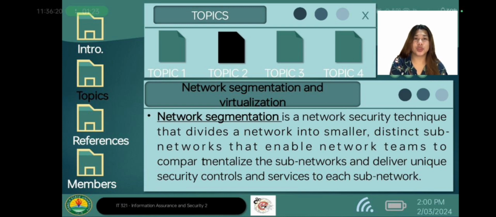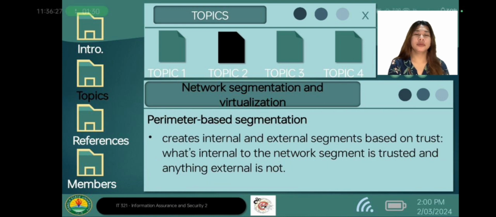By segmenting the network, organizations can control the flow of traffic, isolate potential security threats, and limit the impact of breaches and malicious activities. Perimeter-based segmentation creates internal and external segments based on trust. What's internal to the network segment is trusted and anything external is not.